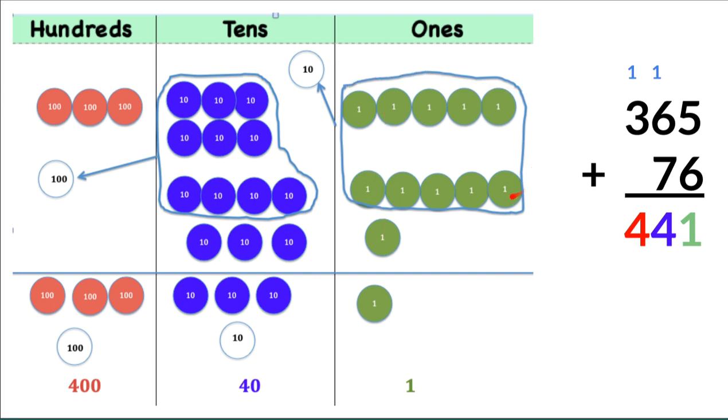group up these 10 ones, do an exchange with your left door neighbor, and then count your tens. Well, we had 6 tens from the 365, 7 tens from the 76, plus this one that got exchanged, and I kept track of that exchange by putting it on top there. So all together we have.